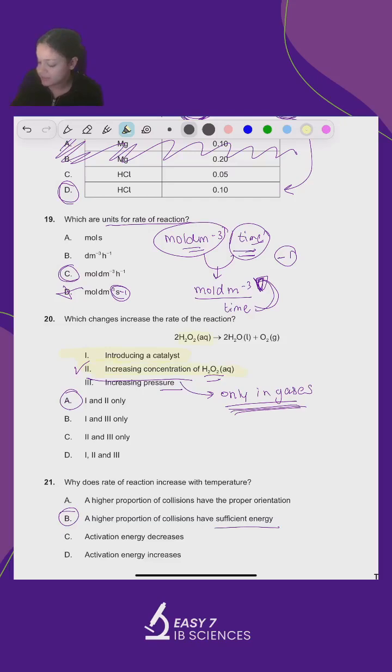And that increasing pressure would increase it. However, that only happens in gases. And here your reactant is not a gas. It's an aqueous solution. So 3 would be incorrect and A would be the correct answer.